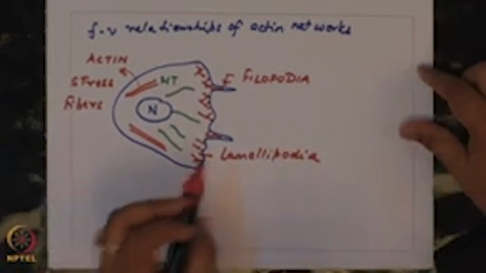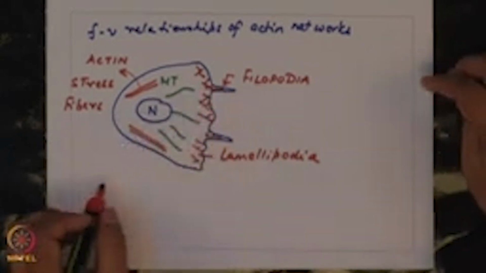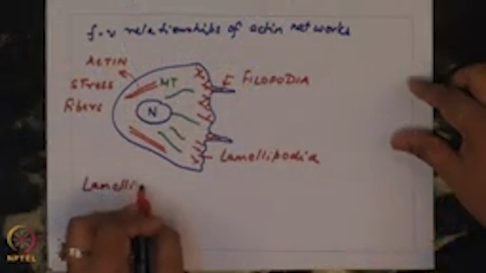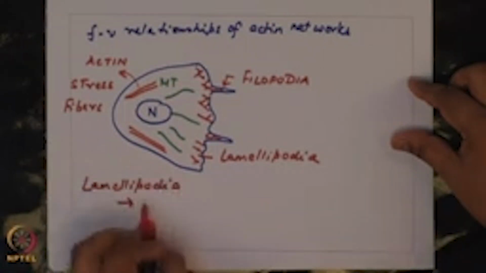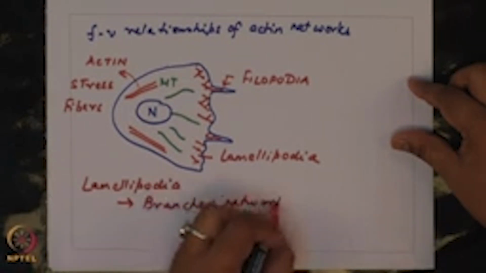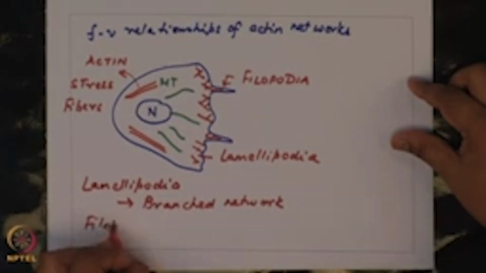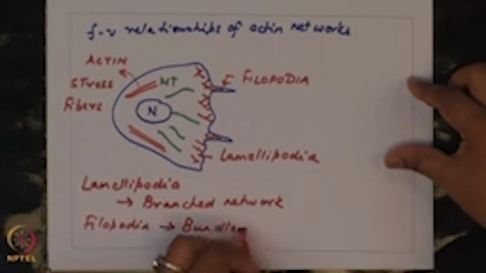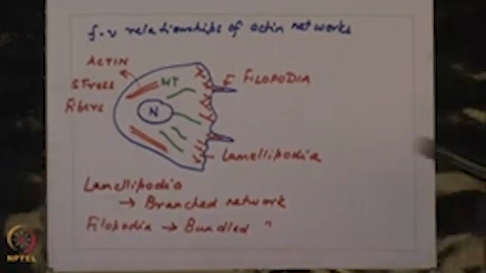So, the way the actin is cross linked by various proteins is different in case of filopodia versus in case of lamellipodia. In lamellipodia, the actin is more branched, so branched network, versus in filopodia, the actin is more bundled. So, actin plays a key role in cell migration.